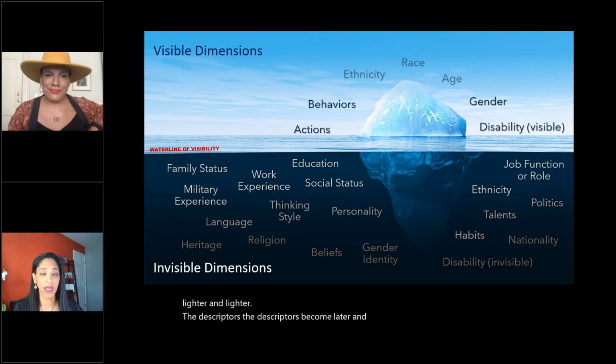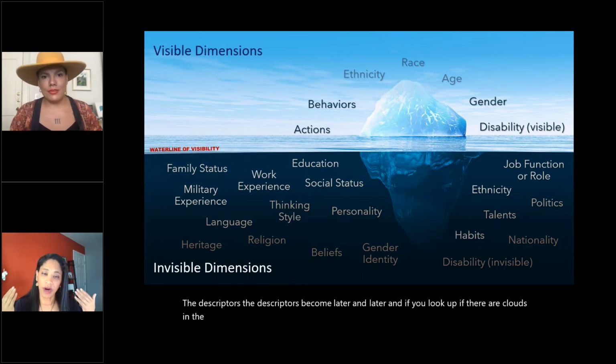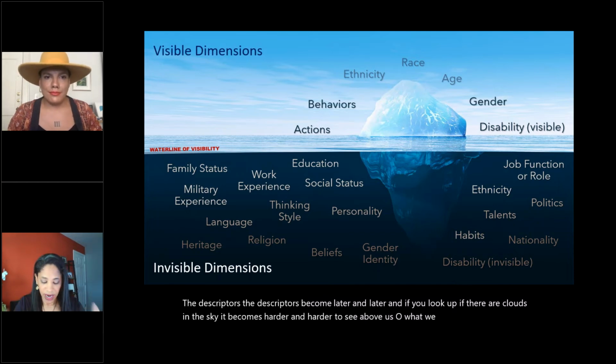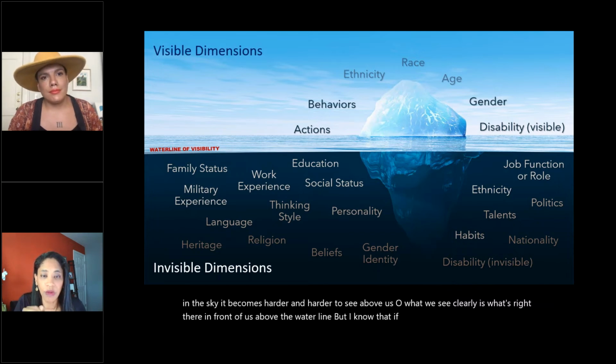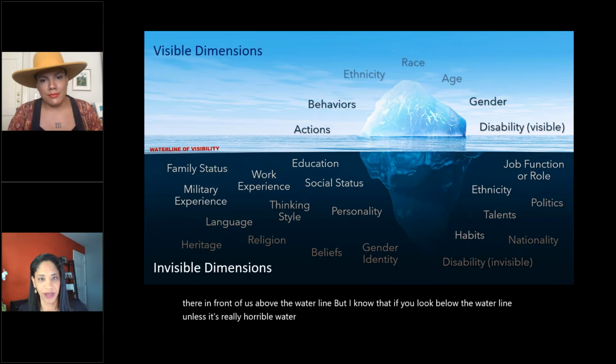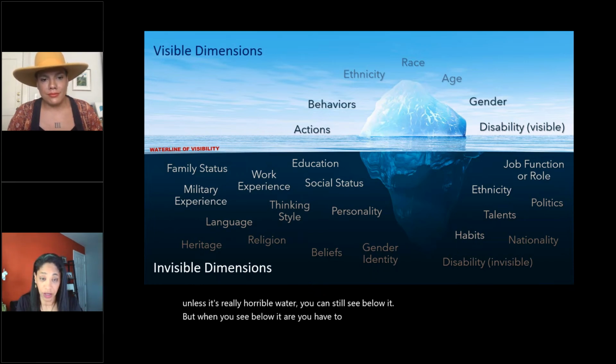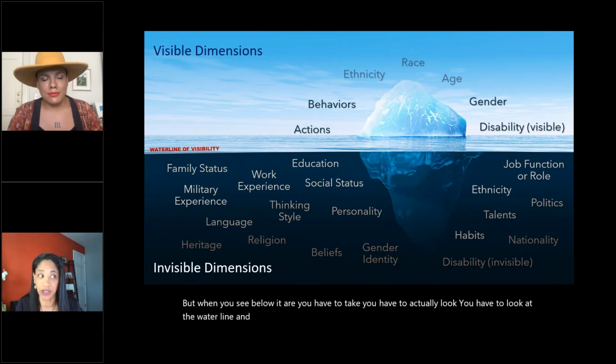And if you look up, if there are clouds in the sky, it becomes harder and harder to see above us. So what we see clearly is what's right there in front of us above the waterline. But I know that if you look below the waterline, unless it's really horrible water, you can still see below it. But when you look below it, you have to actually look. You have to look at the waterline and look underneath the water, and not just at the water, in order to see it.